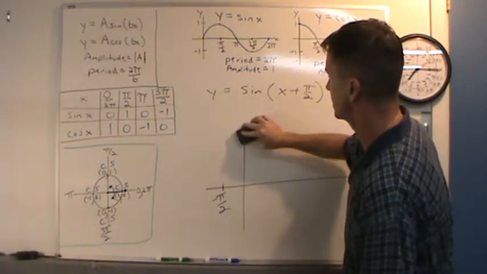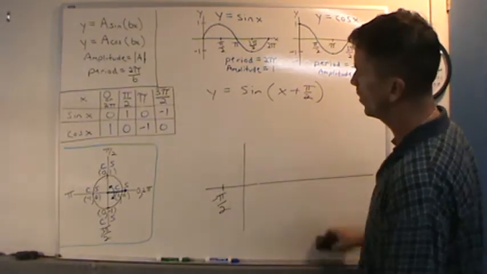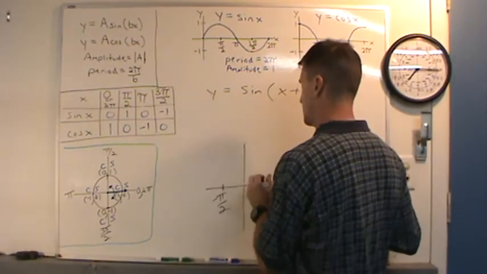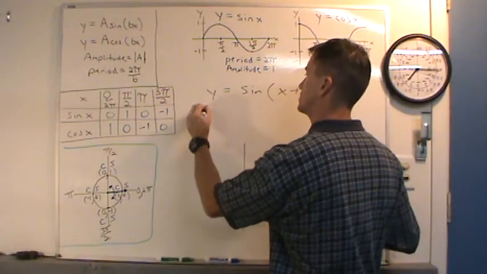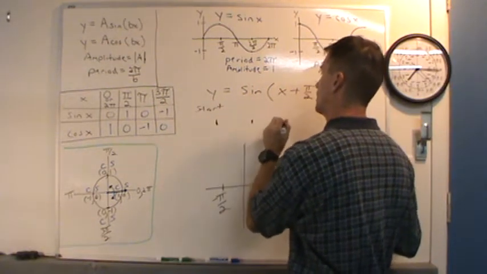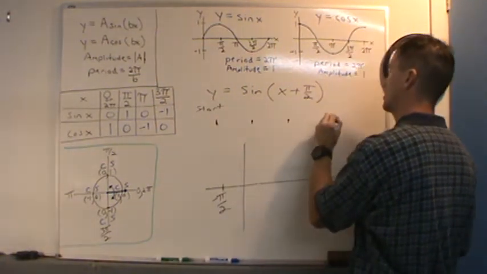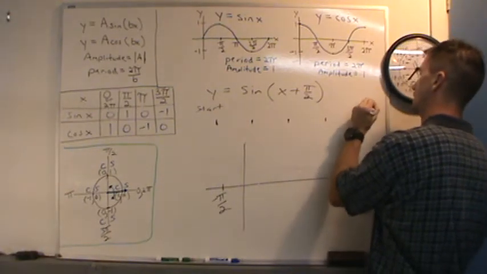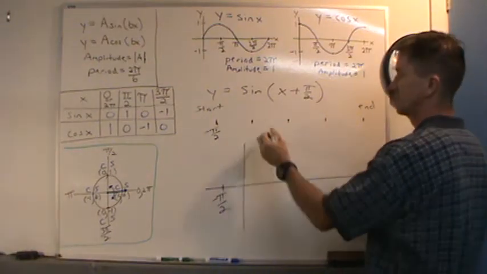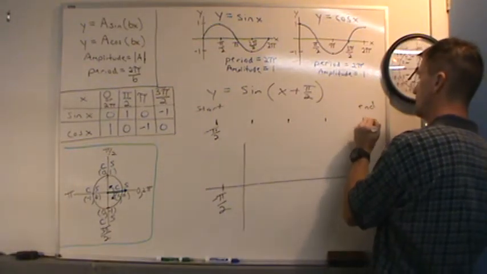Alright. I know it starts at negative pi over 2. I know it ends at 3 pi over 2. So, let's say for the next tick mark, alright, start, and we got this 1, 2, 3, 4, end. Well, we know it's going to start at negative pi over 2. And I'll put these values down here. And we know it's going to end at 3 pi over 2.